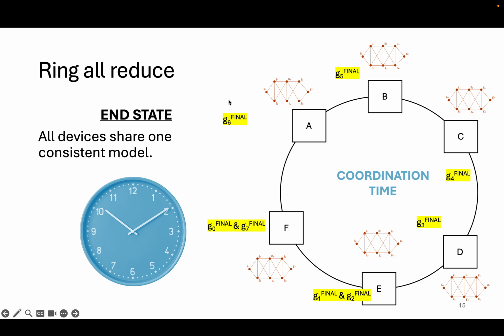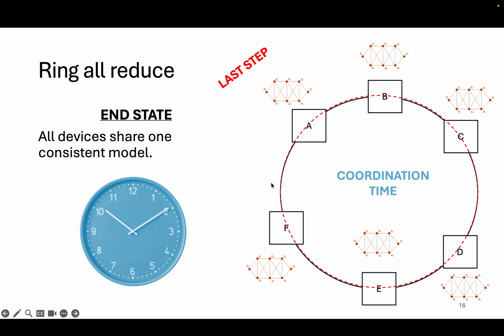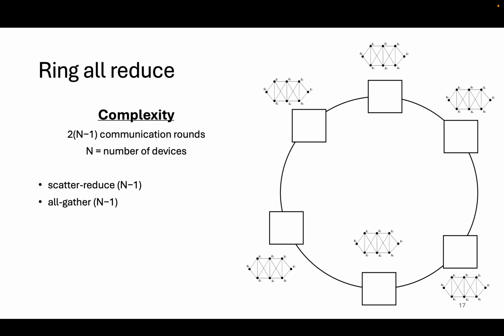They might all be responsible for one gradient or multiple gradients, that doesn't matter. And as I've said, they'll all share one final model at the end. The complexity of this primitive is 2(n-1) rounds, n being the number of players, the number of devices in the ring. It's cut down into two phases, the communication round and the final all-gather round, and they each have n-1 complexity.